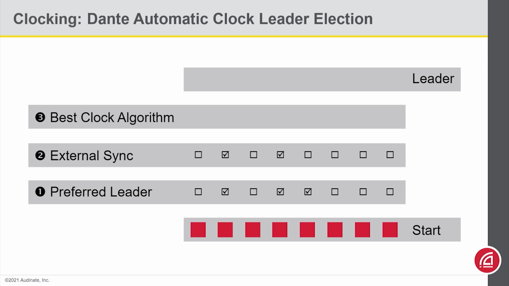We'll start with a number of devices at the bottom and step through each step of the election process as a leader is chosen. You can see I have some devices checked for a preferred leader and some for external sync. So let's go through the process.